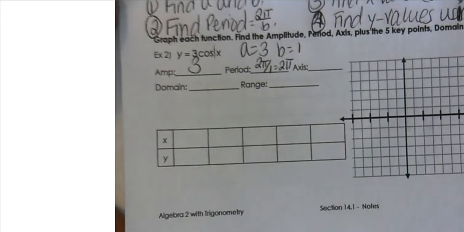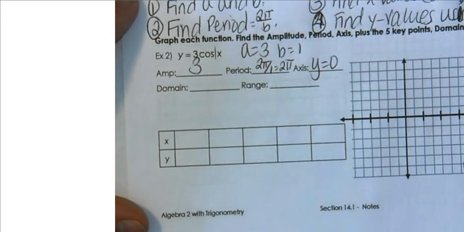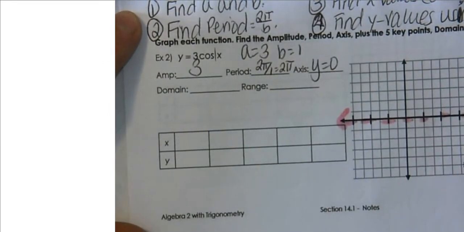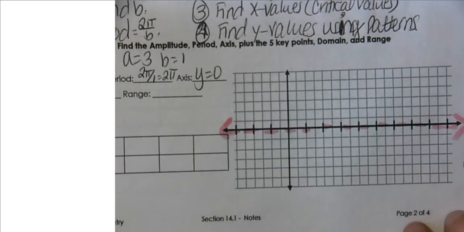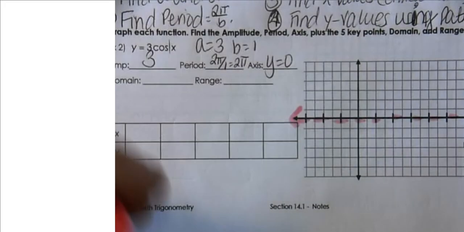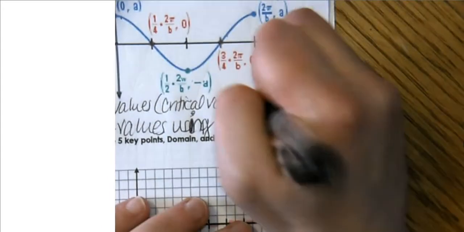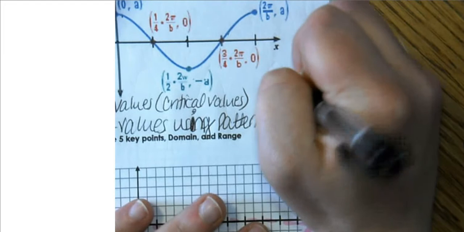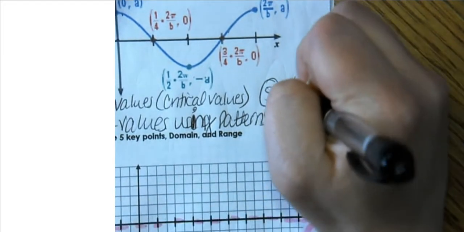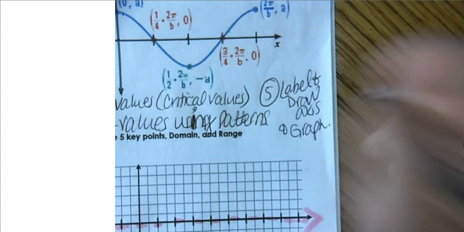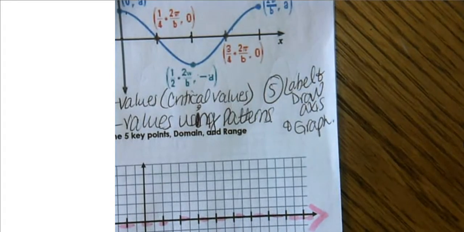My axis is going to be y equals 0 for every single one of these graphs. And I'm going to graph it right away so that I don't forget. So that's going to be one of the first things that I do. After I have my axes, I'm now going to go ahead and draw in. So I guess that was step number 5 I forgot to write down. Step number 5 is to label and draw axes and graph. So that is step 5 for all of these functions. So let's go ahead and do that. So far I've drawn in my axes. I'm going to label it in just a second because I need to come up with my table of values.